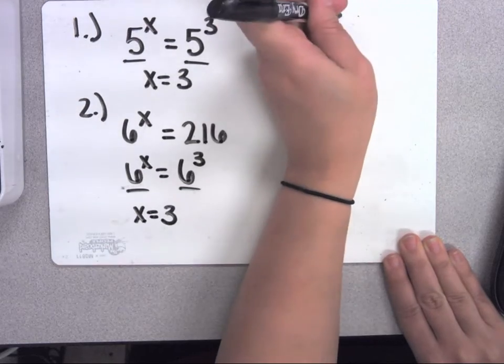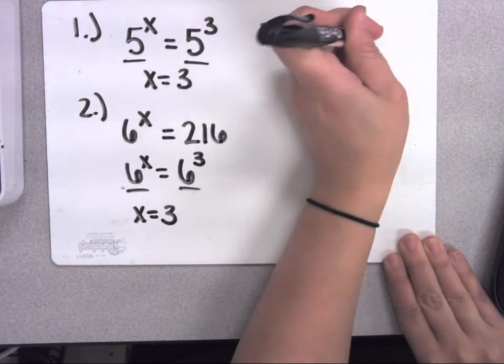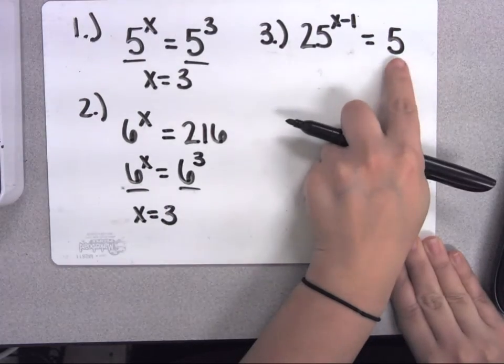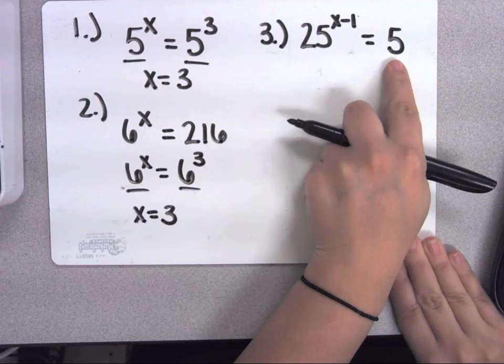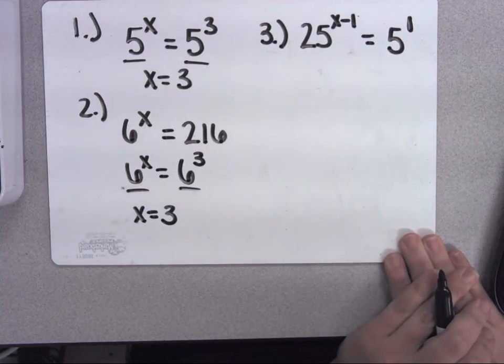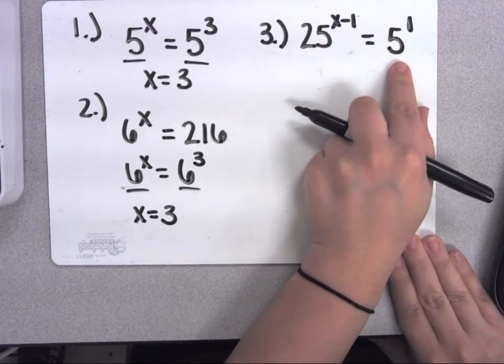25 to the x minus 1 power. So it's got some stuff in it. Equals 5. First off, what does 5 technically have a power of? 1. With these, I would write it, because if not, you will forget. Okay. Now, 5's the smallest number. We can't break it down anymore.